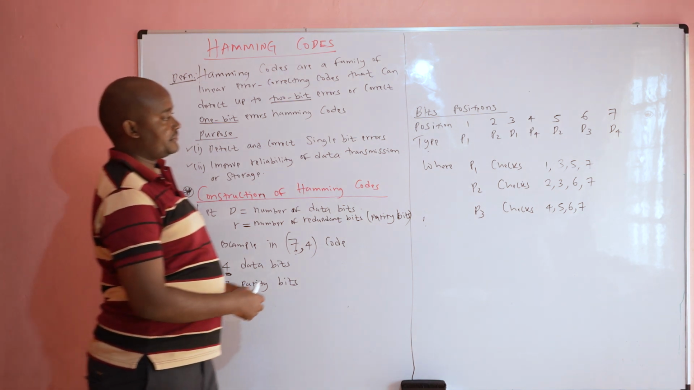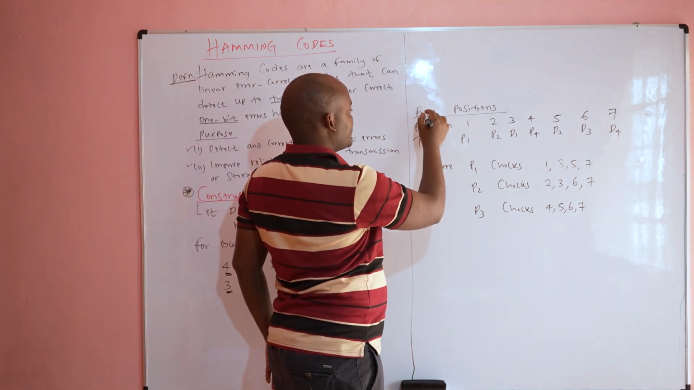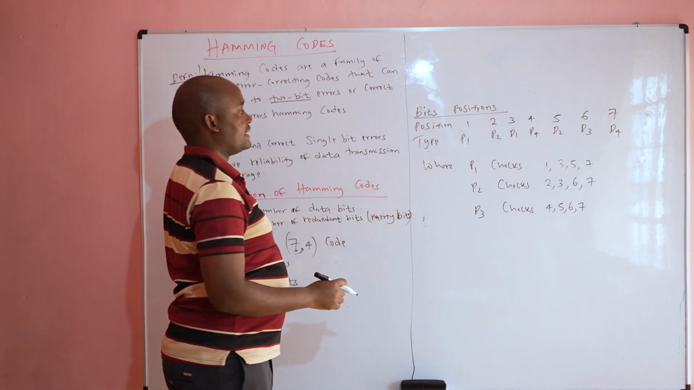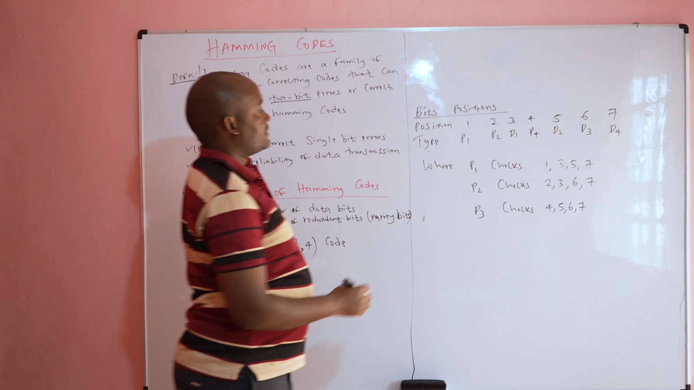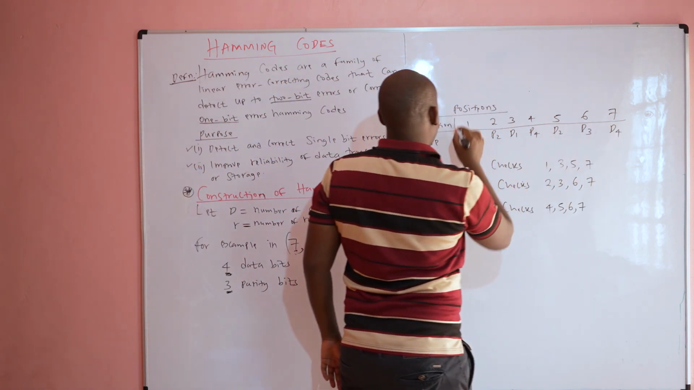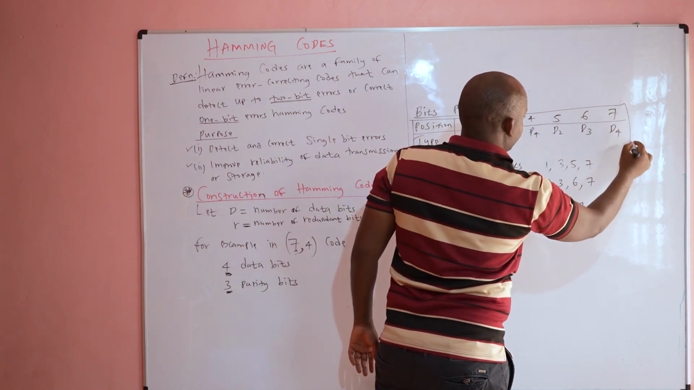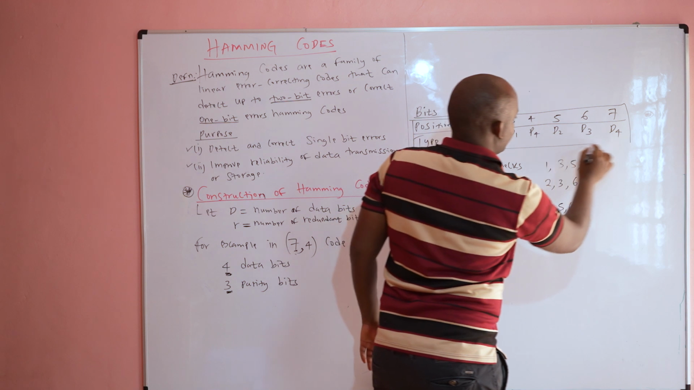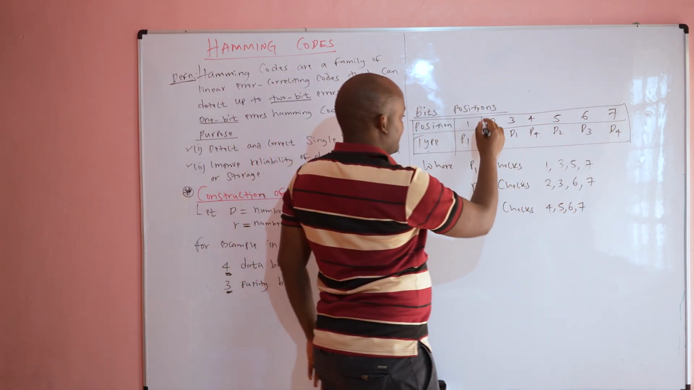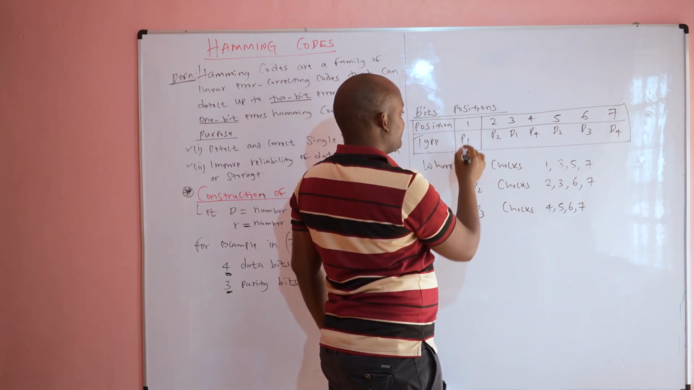So when you come to this, you now have the bit positions, because we say that in total we have 7 bits in that particular Hamming code. So this is split into these positions. That is, you have position number 1, position number 2, all the way to position number 7. Position number 1 is represented by this type of bit which we call P1.